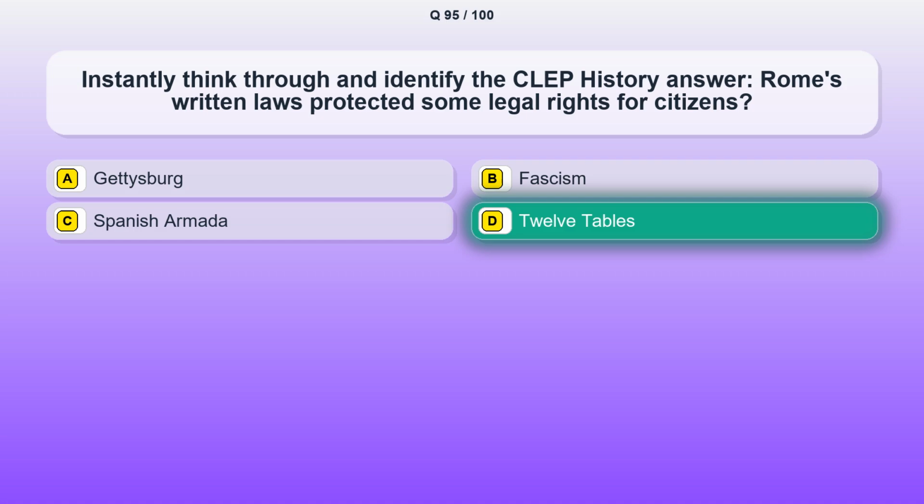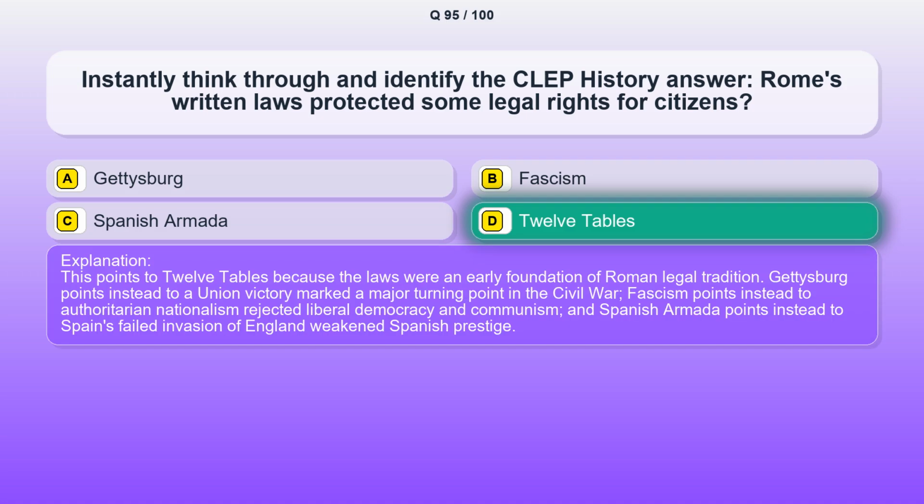The correct answer is option D, 12 Tables. This points to 12 Tables because the laws were an early foundation of Roman legal tradition. Gettysburg points instead to a Union victory marked a major turning point in the Civil War. Fascism points instead to authoritarian nationalism rejected liberal democracy and communism. And Spanish Armada points instead to Spain's failed invasion of England weakened Spanish prestige.